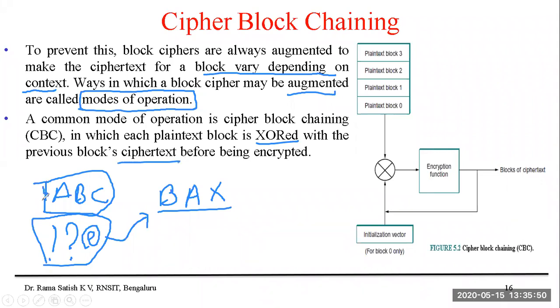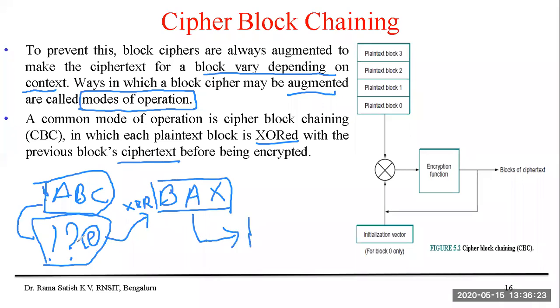So this is the original block. The original block is converted using the previous block's ciphertext. So that is the ciphertext you converted here, and this converted ciphertext is XORed. So you are going to do an XOR operation with the previous block data. With the next block data, you will do an XOR operation and you will get something else. So now when you do the XOR operation, you will get differently.